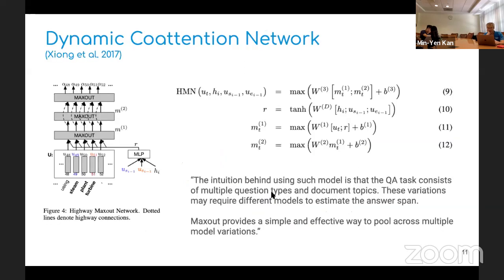Shall we go on? You said the previous predictions are affected by the current state, right? The current prediction is affected by the previous predictions. So it's like an iterative process, and it gets refined over time.